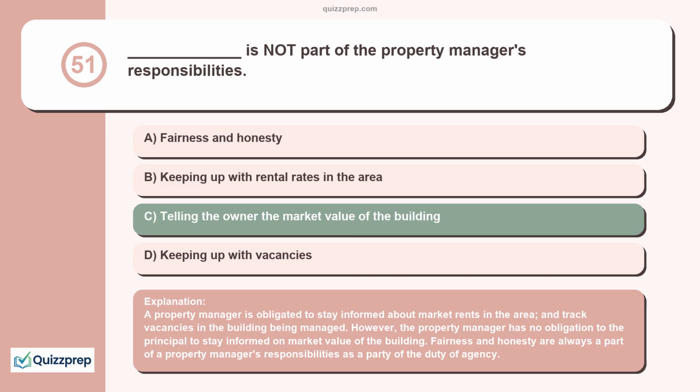A property manager is obligated to stay informed about market rents in the area and track vacancies in the building being managed. However, the property manager has no obligation to the principal to stay informed on market value of the building. Fairness and honesty are always a part of a property manager's responsibilities as a party of the duty of agency.